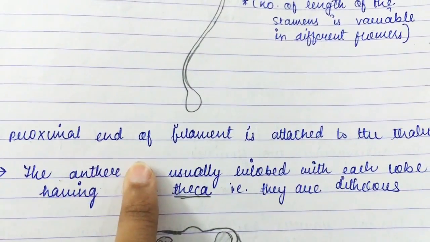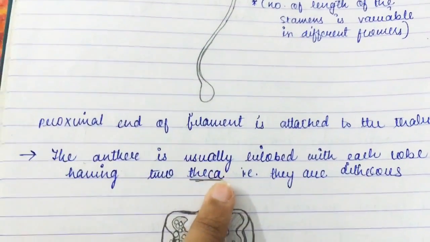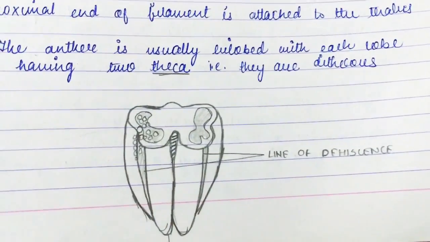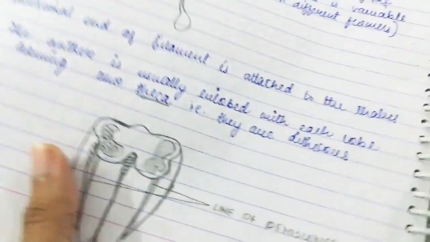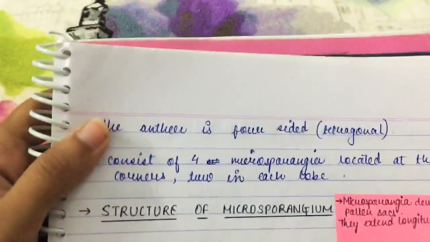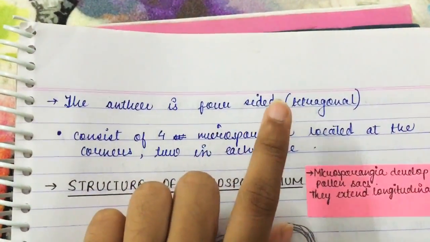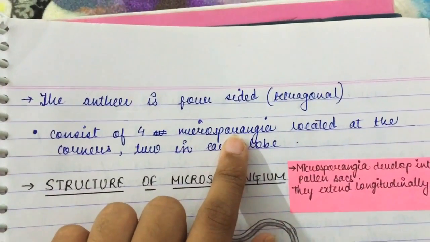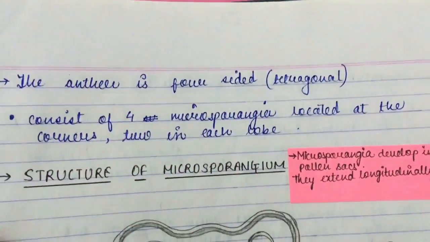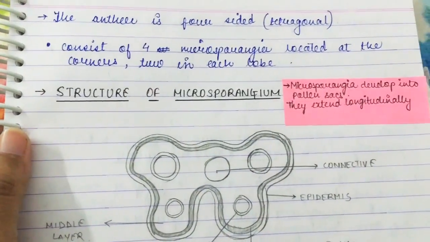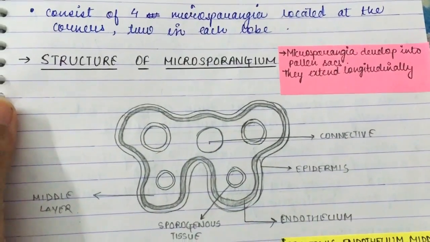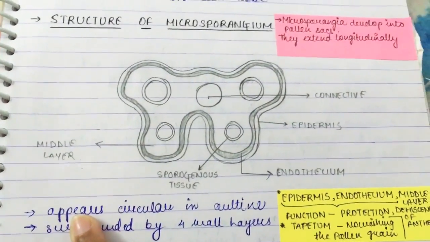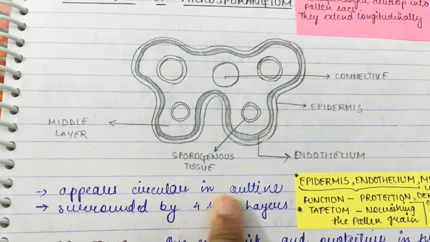The anther is usually bilobed with each lobe having 2 theca, that is, they are dithecous. 2 theca means dithecous. The anther is 4-sided. 4-sided means tetragonal. It consists of 4 microsporangia located at the corners, 2 in each lobe. Now here we go with the structure of a microsporangium. It appears circular in outline and surrounded by 4 wall layers.